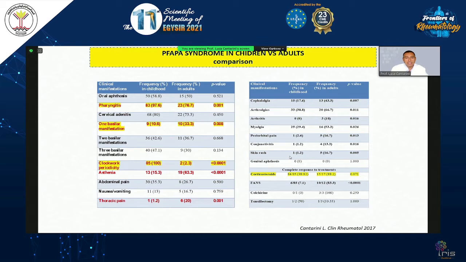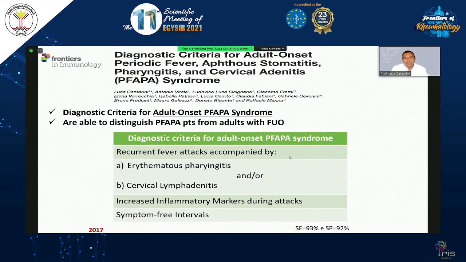As you can observe, pharyngitis is more common in children than adults. Adult patients are usually oligosymptomatic, and regular intervals between fever attacks can be observed mainly in children. Adult patients are less responsive to glucocorticoids than children. And recently, we have published the only diagnostic criteria for diagnosing PFAPA during adulthood.